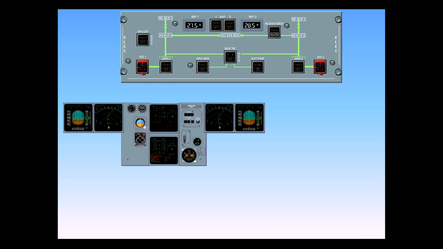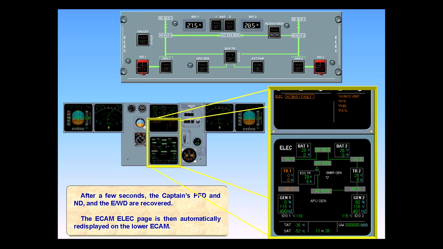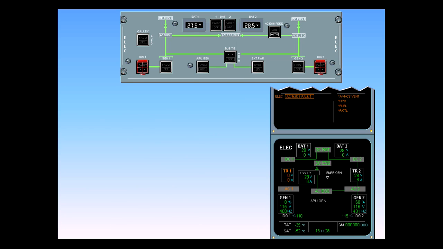After a few seconds, the captain's PFD and ND and the EWD are recovered. The ECAM electric page is then automatically redisplayed on the lower ECAM. Both essential buses are now recovered. AC Bus 2 is now supplying the AC Essential Bus, which in turn is powering the Essential TR. The Essential TR then powers the DC Essential Bus.